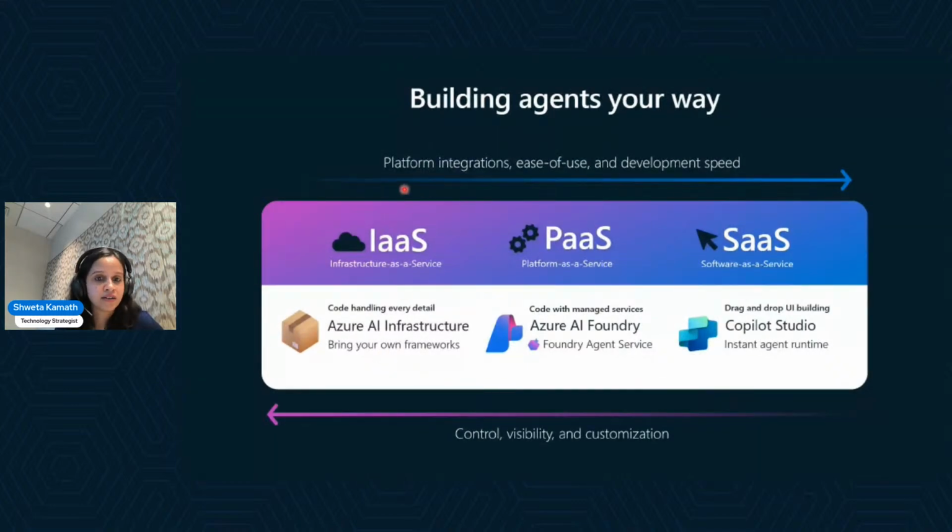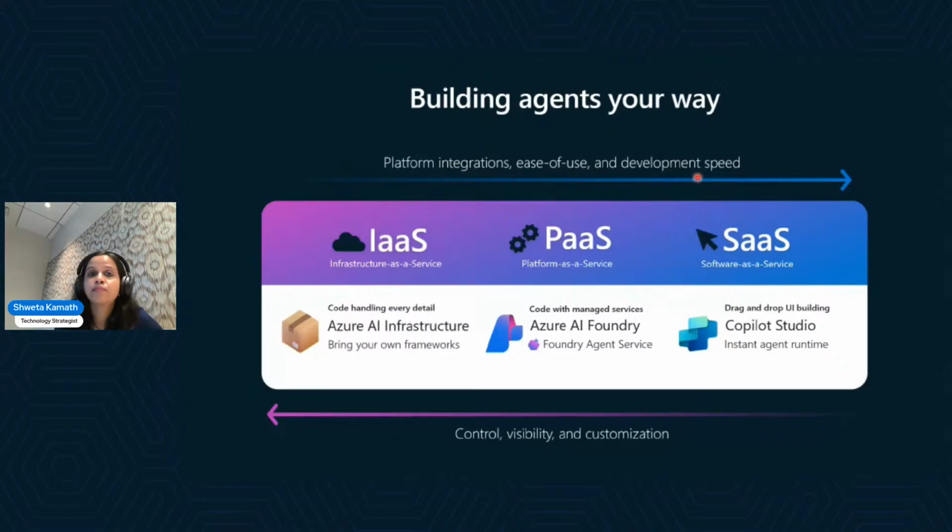Similarly, if you see here, there is the lowest level of ease of use and development speed. What this means is, since your customization levels are high, when you actually go for infrastructure as a service, there are a lot of things that you have to do yourself, which means that the development time increases and the ease of use decreases.